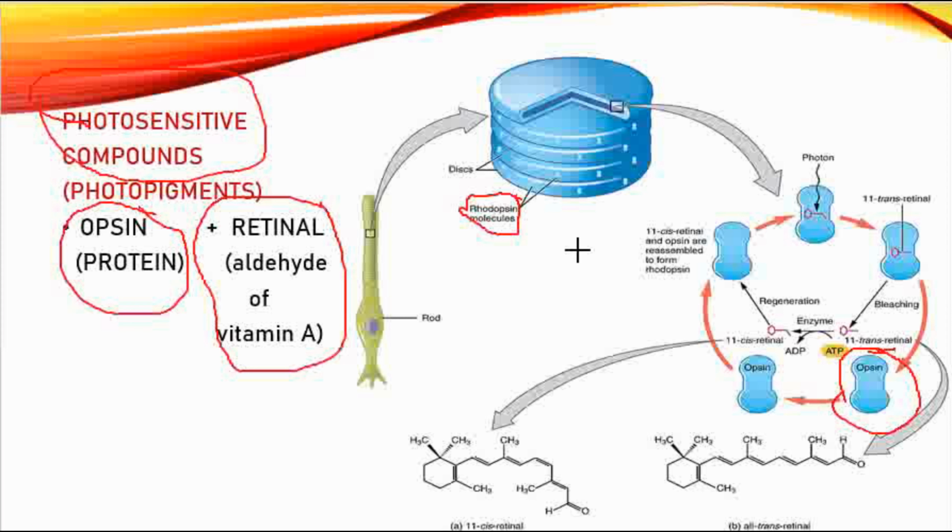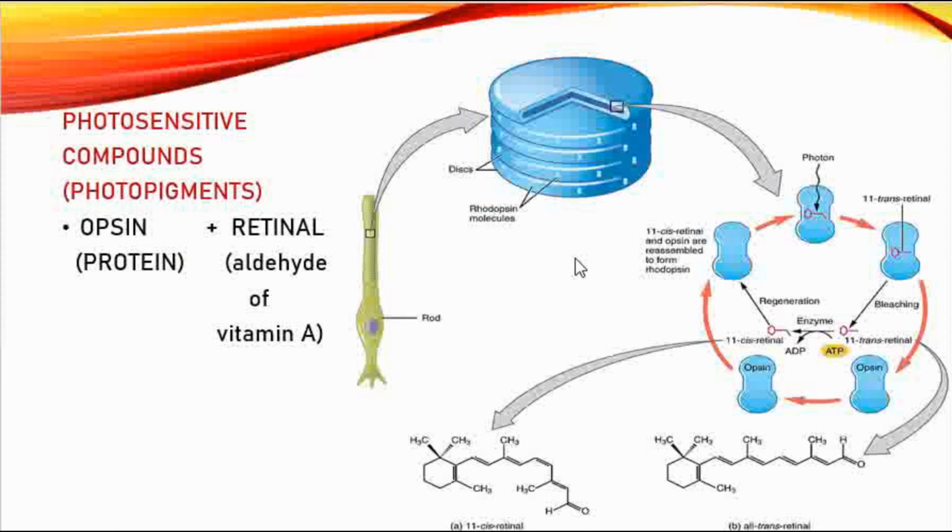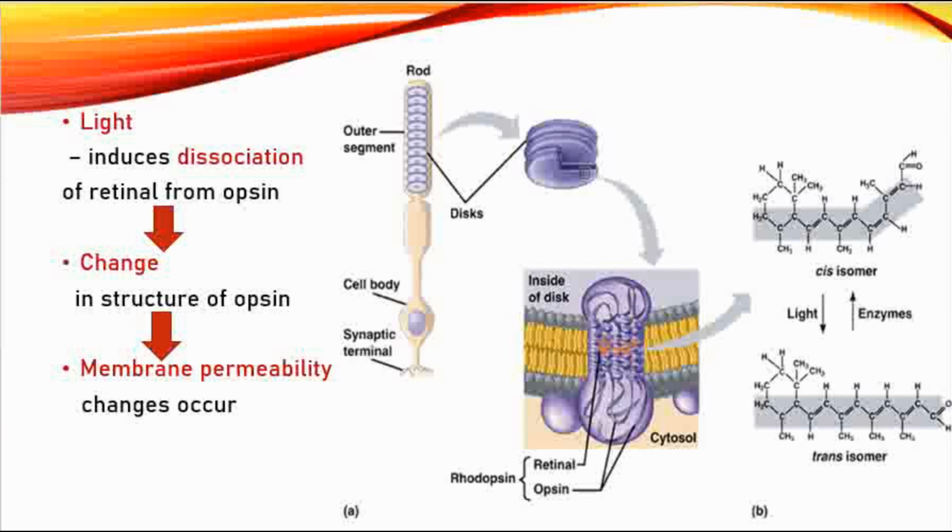So these steps we will see in the next slide. So light is the starting point. What light does is induce the dissociation of retinol. Retinol is a derivative of vitamin A, an aldehyde of vitamin A. So from opsin, it dissociates, it gets separated.